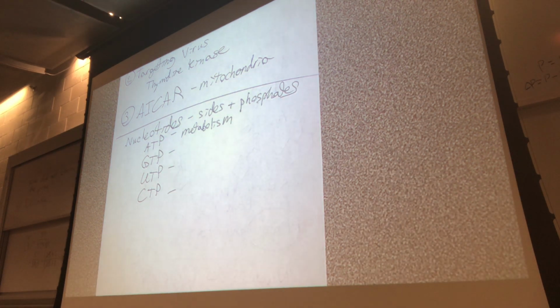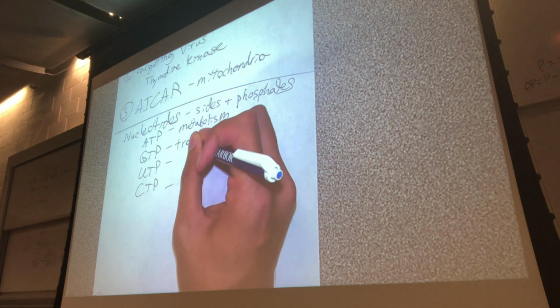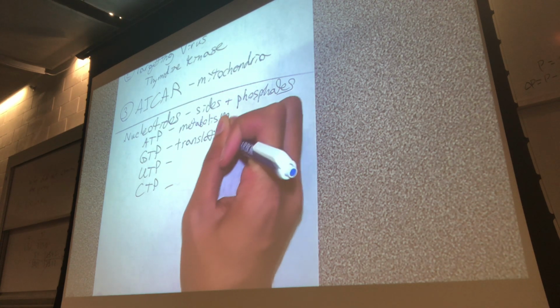GTP you'll learn about in more detail in chapter 30. What is that one involved in? Anyone happen to remember? Protein synthesis. It is translation. This thing is necessary for translation.